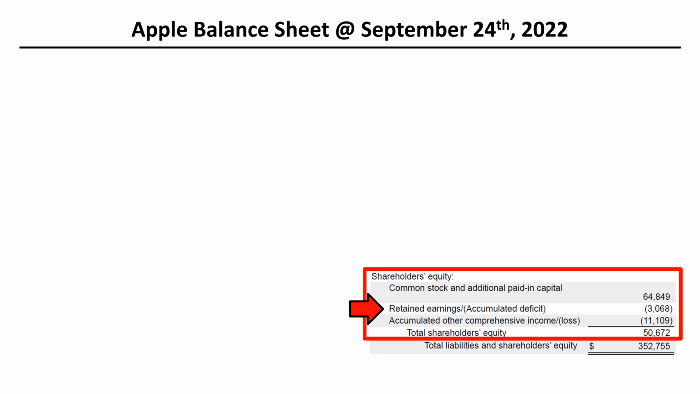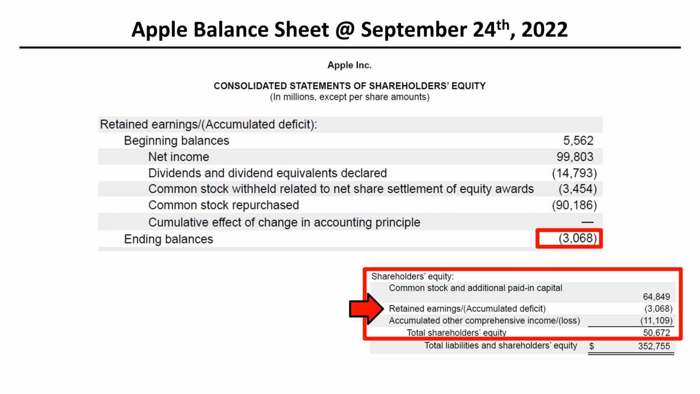How can a company that has been so immensely profitable for so many years have an accumulated deficit? Negative retained earnings. The answer to that question is found in a rarely used financial statement called Consolidated Statement of Shareholders' Equity. In there we find the same ending balance of $3 billion negative in retained earnings, which is the ending balance of fiscal year 2022. We can follow how that number developed from the starting balance of $5.6 billion of retained earnings at the start of fiscal year 2022. Net income was huge for Apple in fiscal year 2022, $99.8 billion.